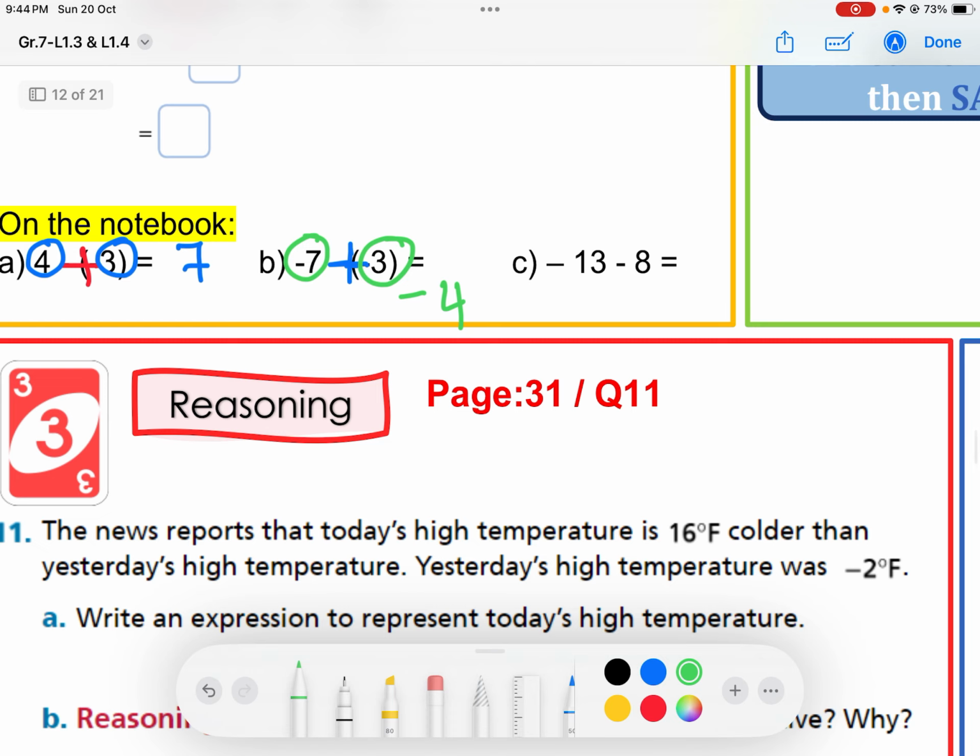Okay. Now here, do you see minus and minus together? We don't. So directly you can circle. 13 is negative. 8 is negative. Same, I will add. Here we use different, here we use same, add. So 13 plus 8, that will be 21. And the sign will be negative. Okay, guys?